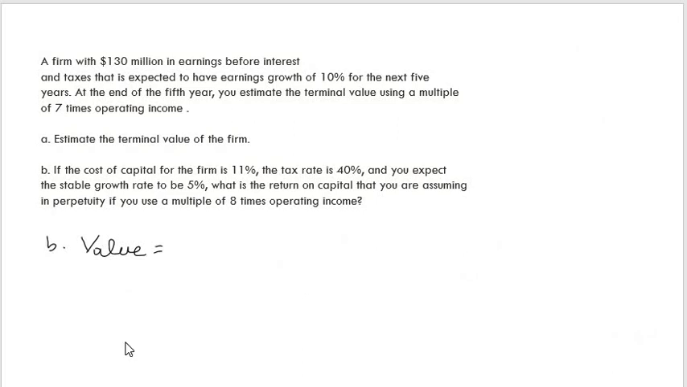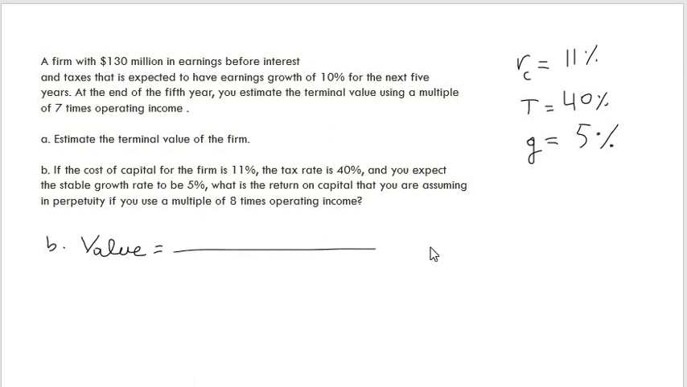Now for the second part, I know that the cost of capital is 11%. The tax rate is 40%. And we expect a stable growth this time of 5%. The question is, what is the return on capital that we're assuming in perpetuity if you use a multiple of 8 times the operating income?